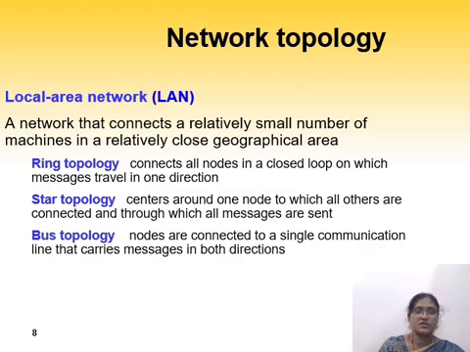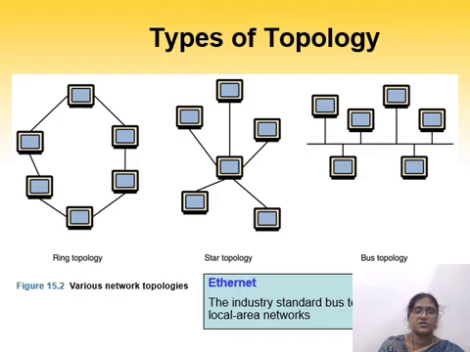There are many topologies in existence. A local area network, that is LAN, is a network that connects a relatively small number of machines in a relatively close geographical area. Here in a LAN, we can follow the ring topology, which connects all nodes in a closed loop on which messages travel in one direction. In star topology, the hosts are connected around one node to which all others are connected and through which all messages are sent. In bus topology, nodes are connected to a single communication line that carries messages in both directions.